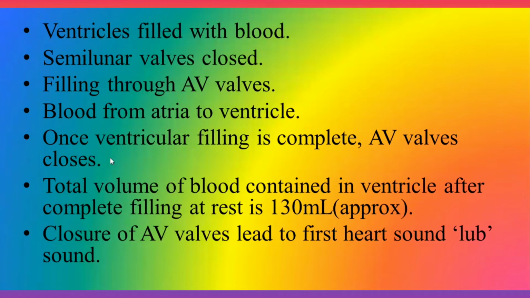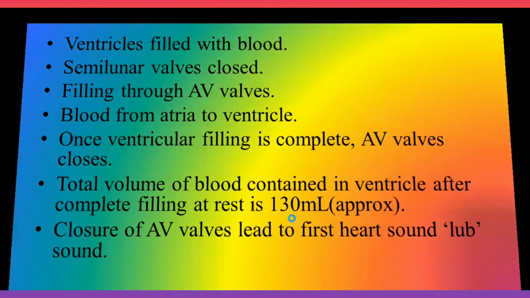Once the ventricular filling is complete, the AV valves will also close. What is the AV valve? The valve which is present between the atrium and the ventricle is called the AV valve. The total volume of blood contained in the ventricle after complete filling at rest is 130 ml approximately. Closure of AV valves leads to the first heart sound, that is lub. First heart sound is because of the closure of AV valves.